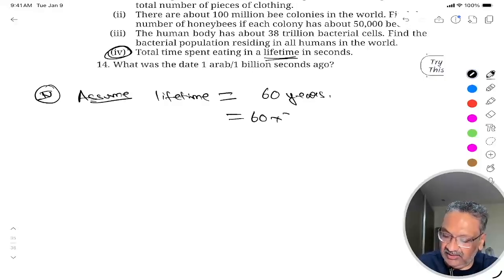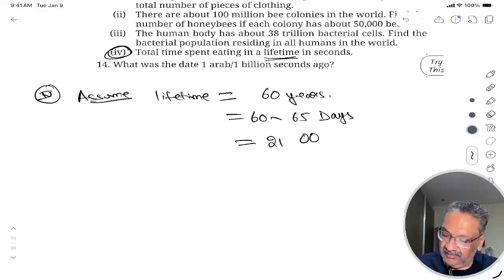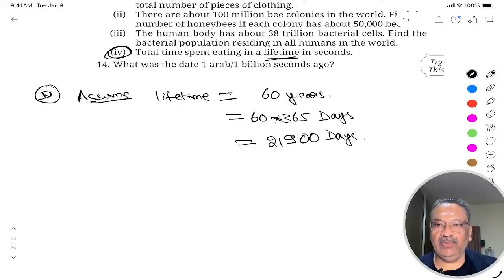60 into 365 days is equal to... 0, 6 5s are 30, 0 carry 3, 6 is 36 plus 3 is 9, 3 carry, 6 3s are 18, 21. So in total our life is 21,900 days that we will be alive.